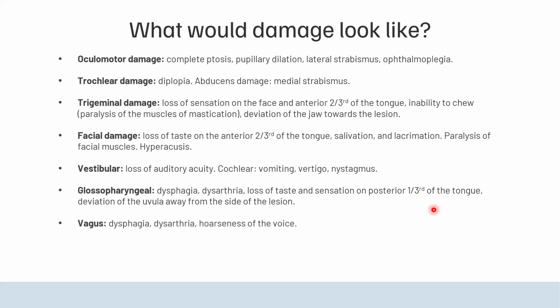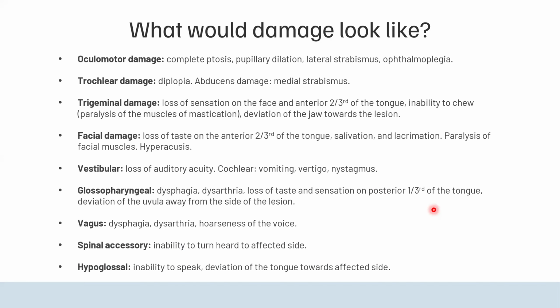Next up, we have our spinal accessory nerve. The spinal accessory nerve is responsible for the sternocleidomastoid and the trapezius, which move the head side to side. And if we were to injure it, then we would not be able to move the head to the affected side. Lastly, we have our hypoglossal nerve that is motor to the tongue.